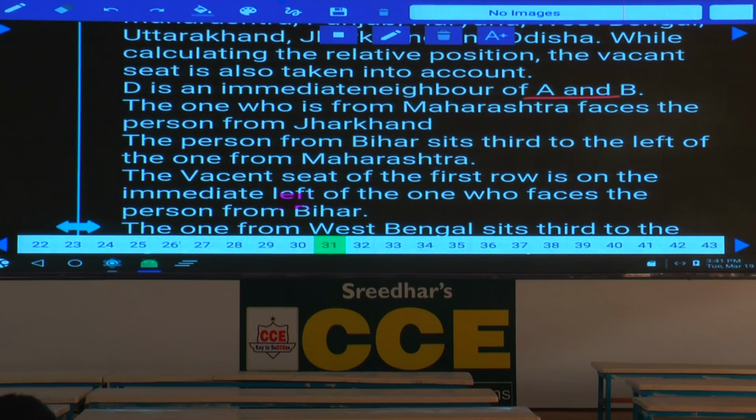As D is an immediate neighbor of both A and B, these 3 persons must be together. D is in between these 2 persons A and B. And the one who is from Maharashtra faces the person from Jharkhand. Maharashtra and Jharkhand are opposite to each other, isn't it? And the person from Bihar sits 2nd to the left of the one from Maharashtra. Now this is very crucial information, wherein the person from Bihar sits 2nd to the left of Maharashtra. If Maharashtra is here, 1, 2, 3, 2nd to the left will be there. And Maharashtra and Jharkhand are opposite to each other.